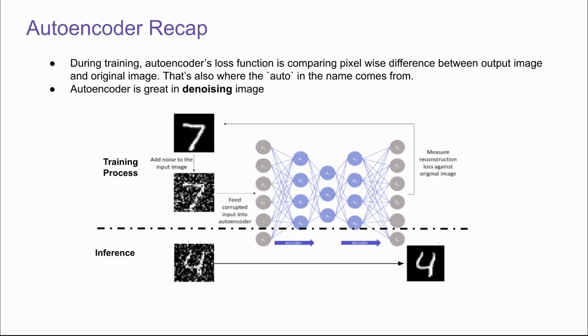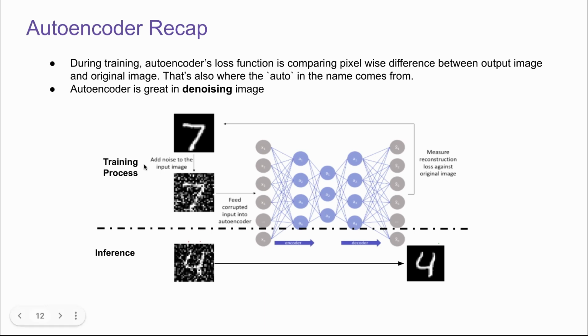Let's do a quick recap on how it's trained. During training, AutoEncoder's loss function compares the pixel-wise difference between the output image and the original image. That's also where the auto in the name comes from. AutoEncoder is great at denoising images. This is an example that I gave in the overview.